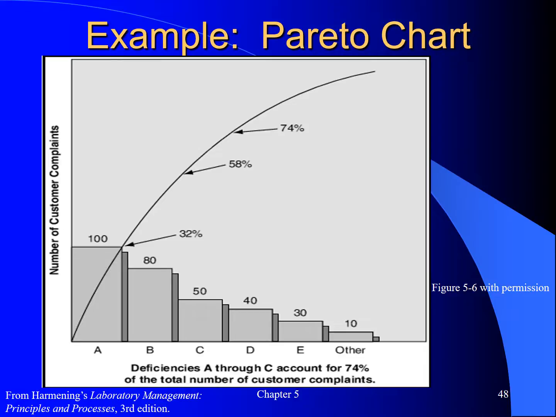The Pareto chart displays in decreasing order the relative contribution of each cause to the total problem. Relative contribution may be based on the number of occurrences, the cost associated with each cause, or another measure of impact on the problem.